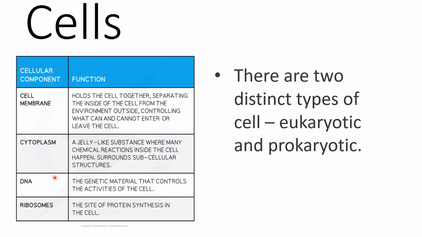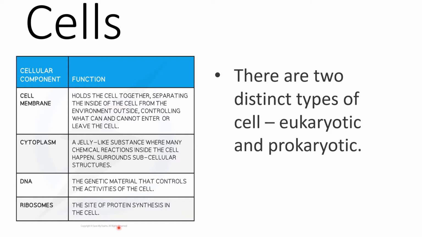Now, DNA is the genetic material that controls the activities of the cell. And DNA is short for deoxyribonucleic acid. But you don't need to memorize this for your exams. And now ribosomes produce protein, and the process is called protein synthesis.